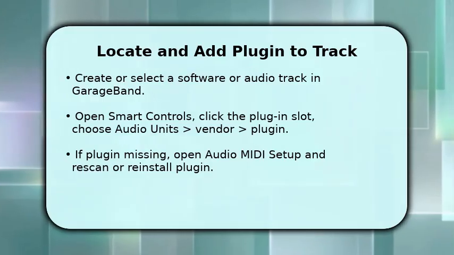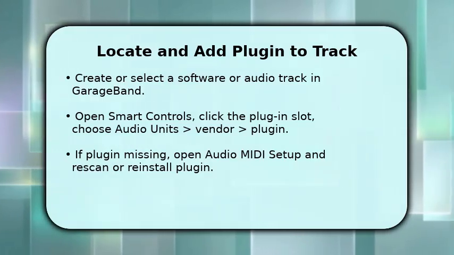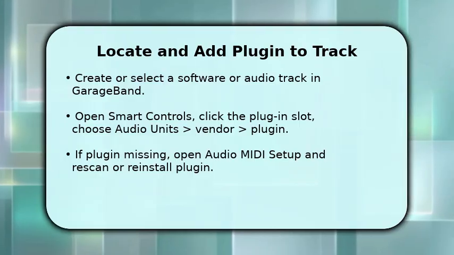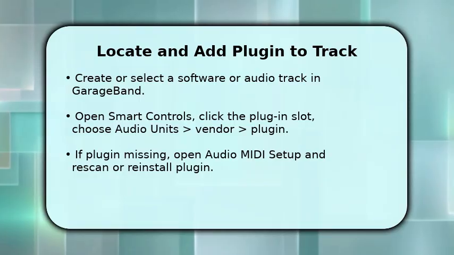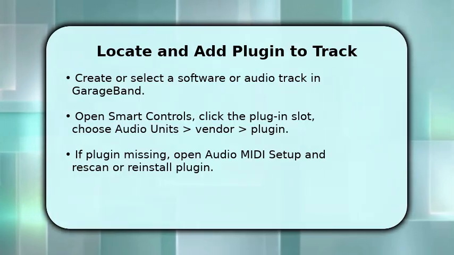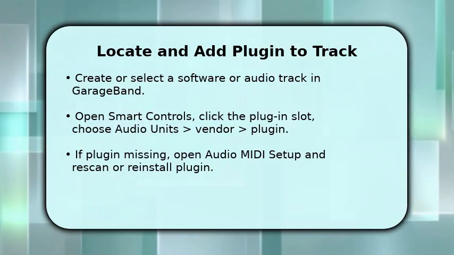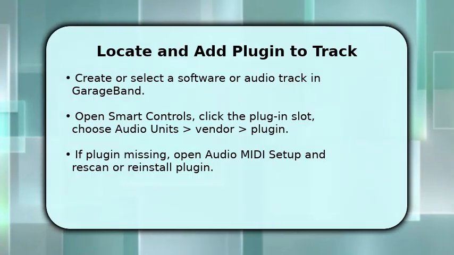Next, you'll add the plugin to a track. Select or create the track you want to process. Instrument tracks accept instruments while audio tracks take effects. Open Smart Controls or the Track Controls area, click an empty plugin slot, then navigate to Audio Units, pick the vendor, and select the plugin.